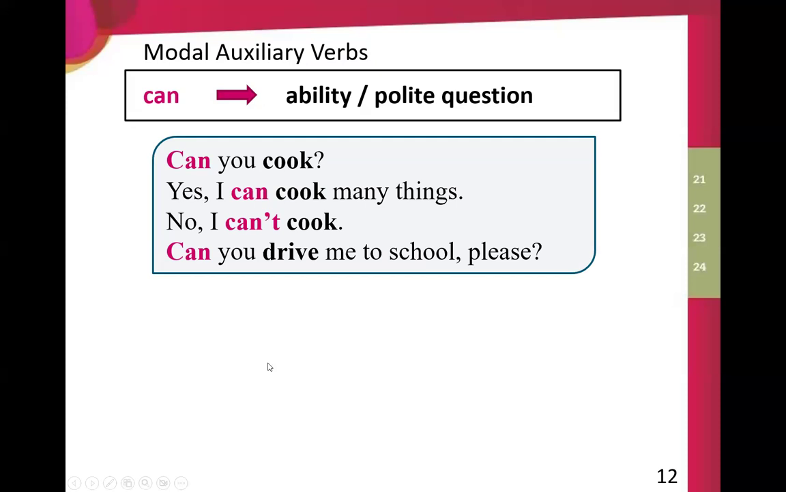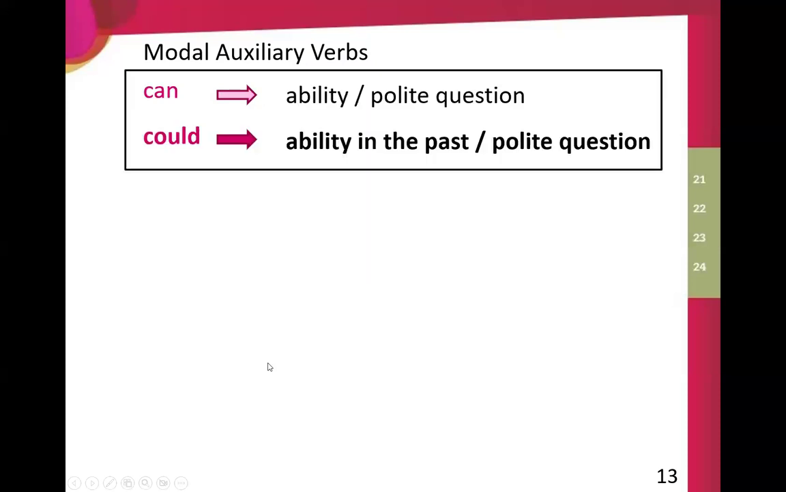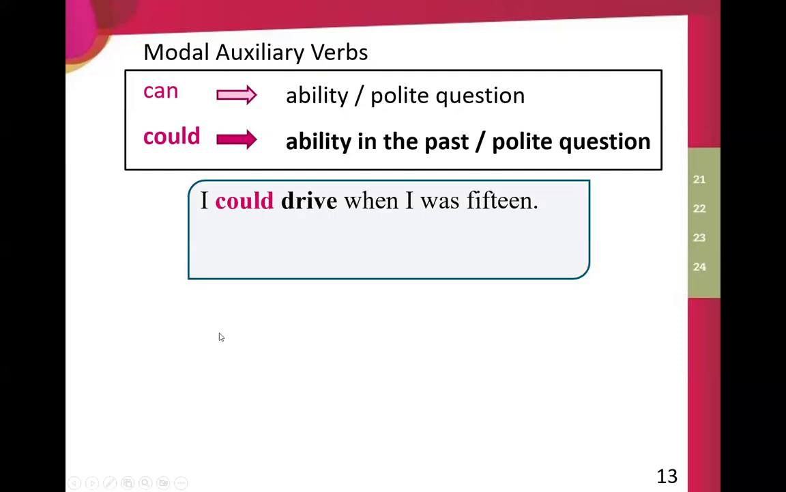This is a polite request. And also, could gives the meaning of ability in the past. And also it gives the meaning of polite request or polite offer. Okay. So, I could drive when I was 15. This is the meaning of ability in the past. So when I was 15, I was able to drive. This is the meaning of could in this situation.